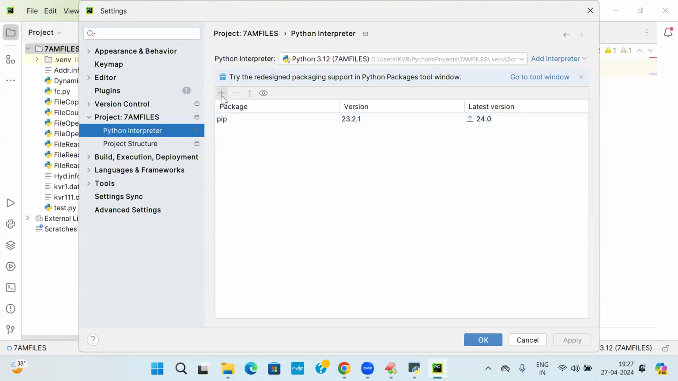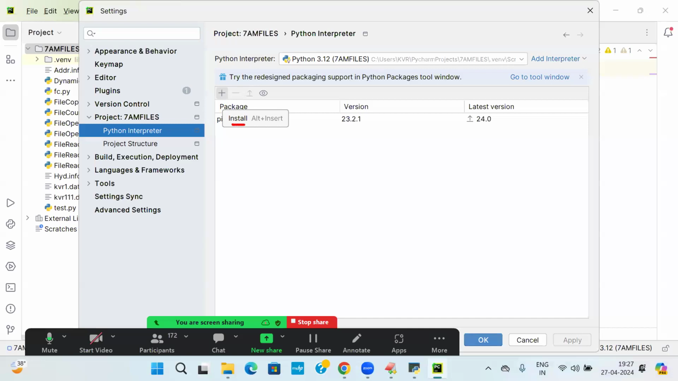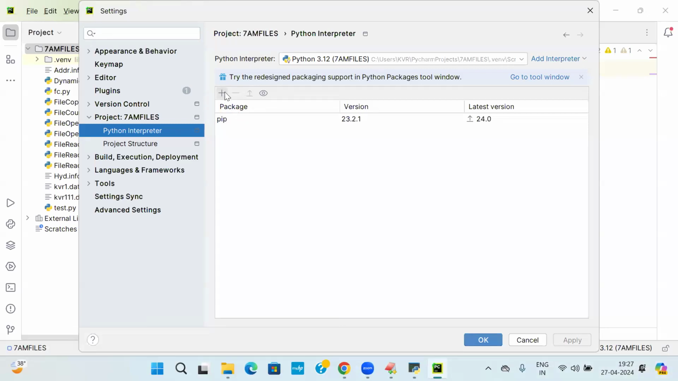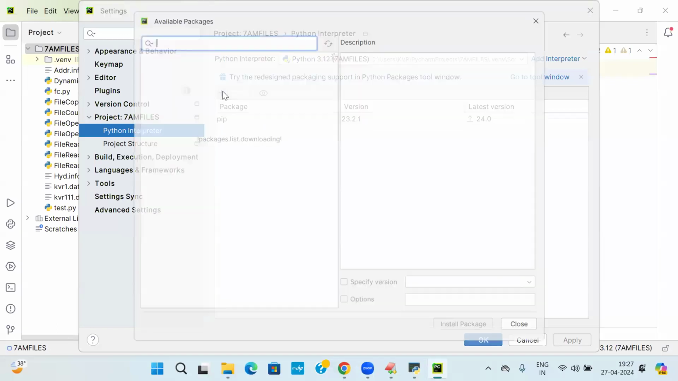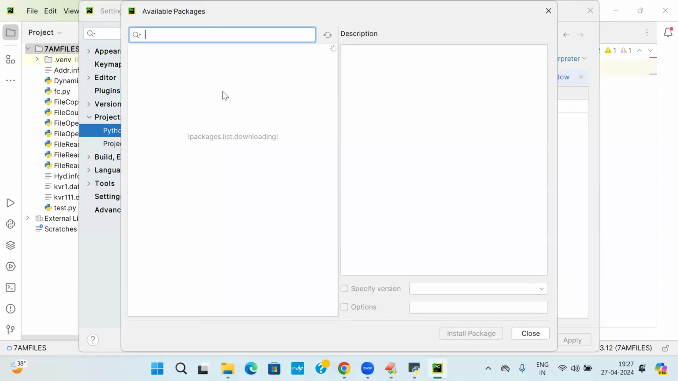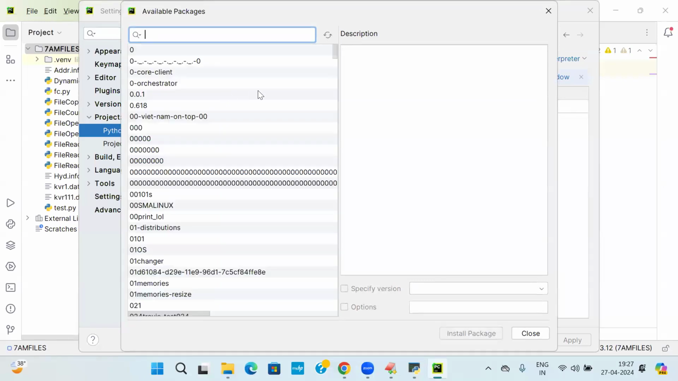I'll click the plus symbol on the top of it. What does the plus symbol say? Install. If I click install, see what is happening. It is showing some modules which are coming from the internet, from GitHub. Git and GitHub are tools, I'll explain when I come to them. To install these modules, it must connect to the internet.